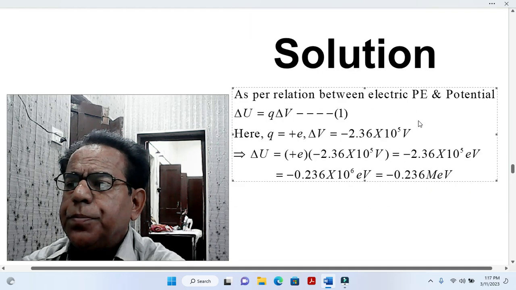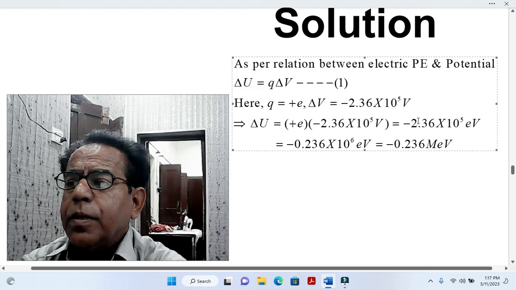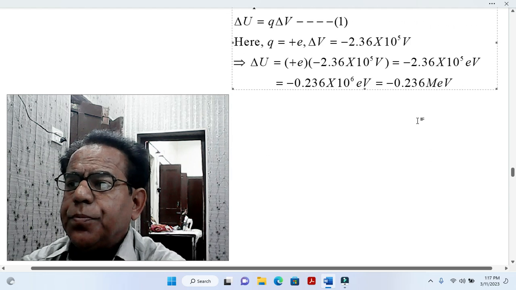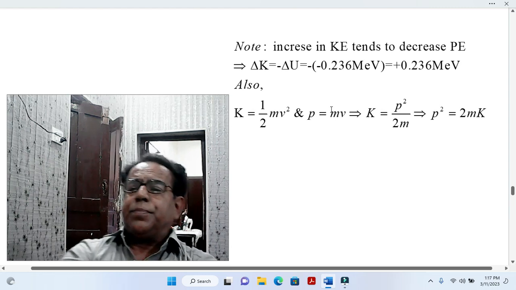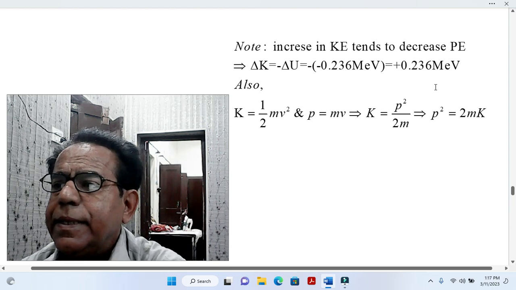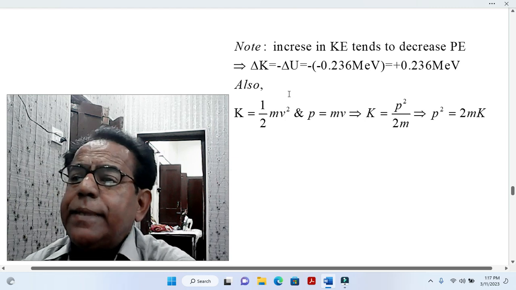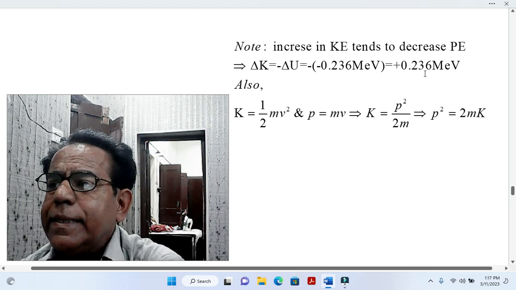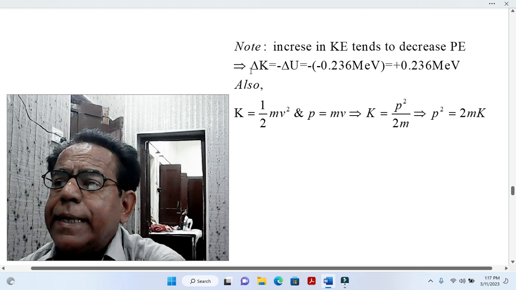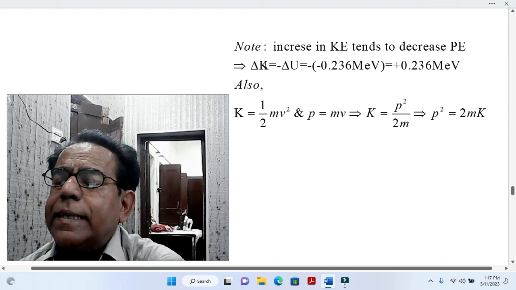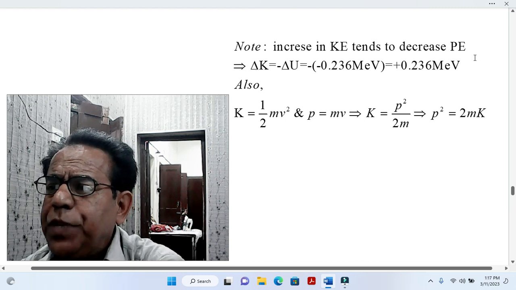Solution. This is the situation. Delta K is equal to minus delta U, that is minus (minus 0.236 million electron volt). This is in place of K. The kinetic energy here is actually the change in kinetic energy, so we have calculated this.